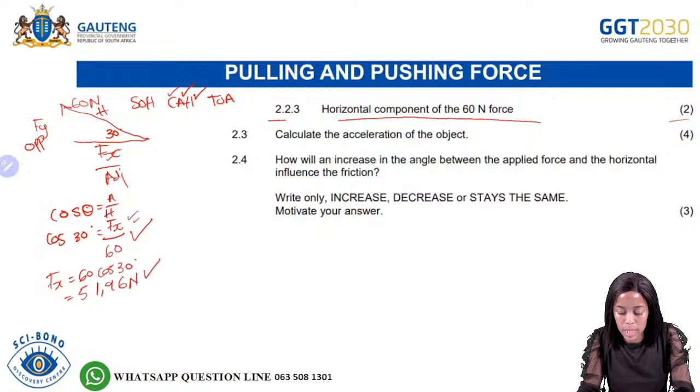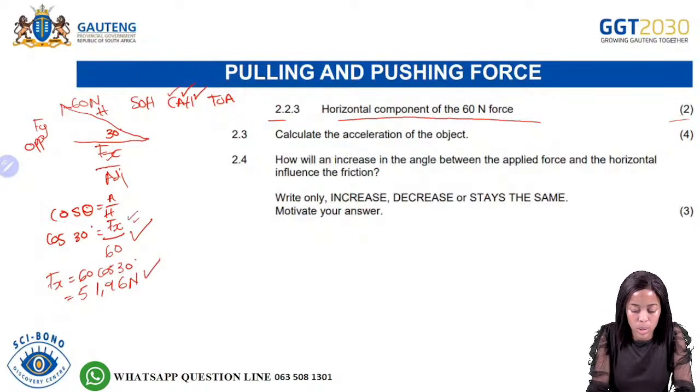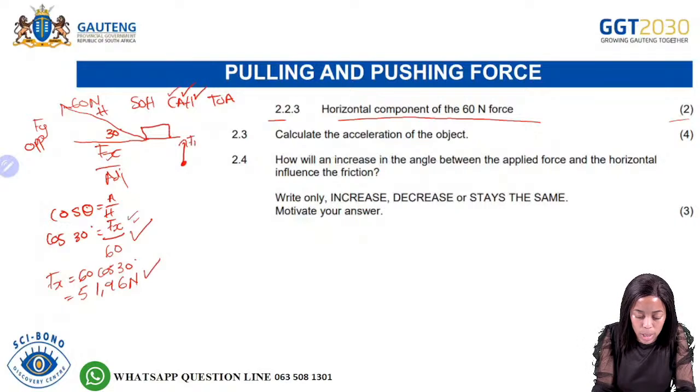Then 2.3, it says you need to calculate the acceleration of the object. So when we are dealing with this question, we need to take into consideration in which direction the object is moving. So in this case, we said that the object is moving to the left-hand side. And then according to your free body diagram, if this is your object, you are going to have your what?